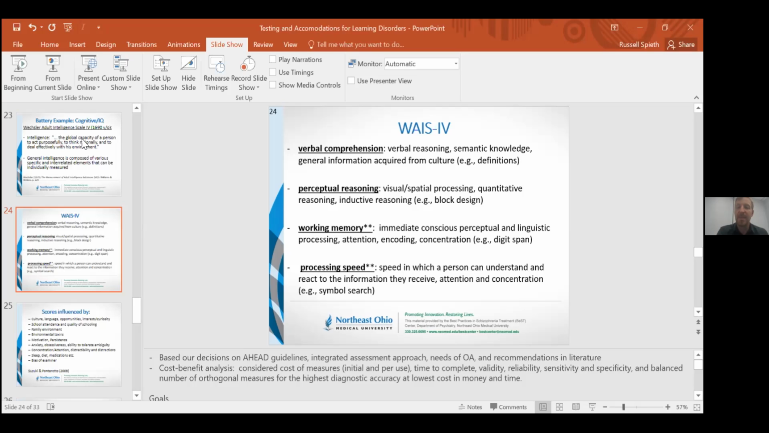And then processing speed is basically testing a person's ability to react to information they receive, attending to content and concentrating, and typically they're timed. So things like matching symbols, like, okay, that symbol matches here, that symbol matches there, and doing it very quickly. With ADHD and learning disorders, working memory and processing speed typically tend to be diminished to some degree in comparison to overall IQ. So the working memory and processing speed are affected with both types of disorders.